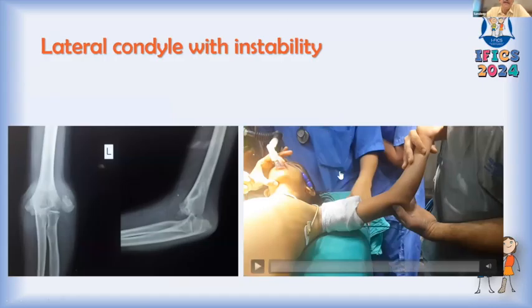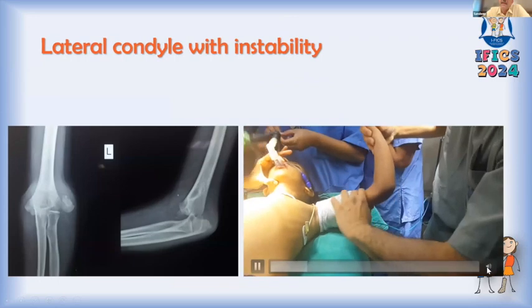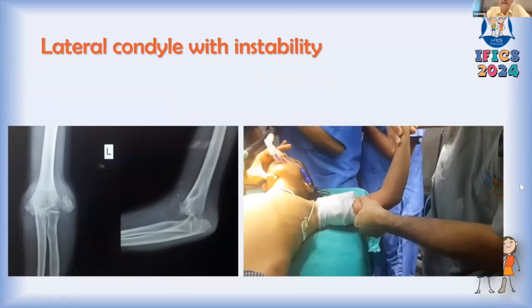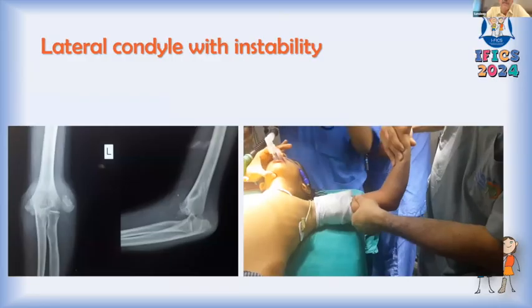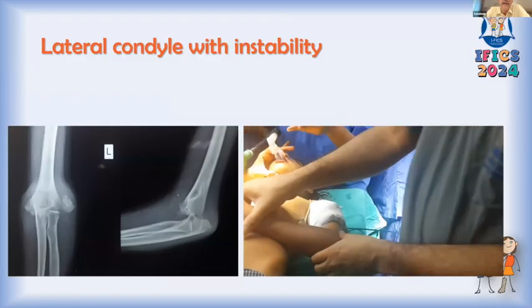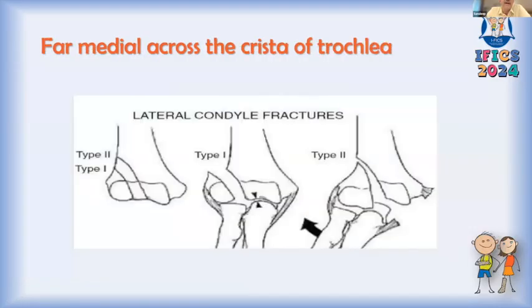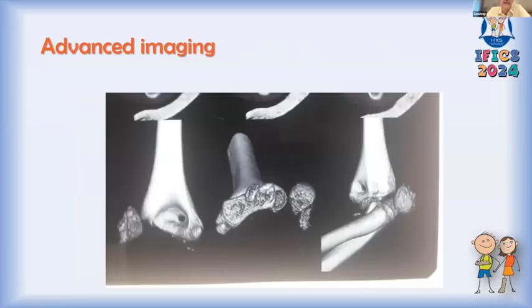Now, Milch has described the lateral condyle fractures into two types, type 1 and type 2. When the fracture line of the lateral condyle goes way medial to the medial crista of the trochlea, then it becomes an unstable elbow with a lateral condyle fracture. The type 1 is what we see commonly, where the fracture exit is to the lateral side of the trochlear crista. In type 2, the entire piece with the elbow can get dislocated, as I showed you in the earlier X-ray.